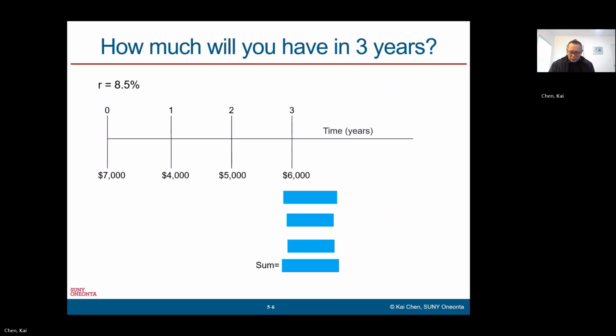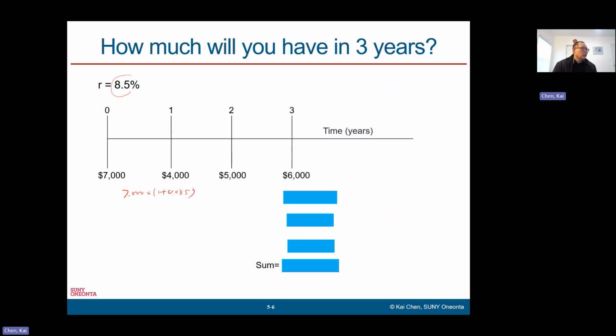So we're going to calculate the future value of each cash flow. First of all, we calculate the future value of $7,000, 3 years from now. So how can we do this? We use the future value formula. That is $7,000 times 1 plus R. What is R? R is 8.5%, so that should be 0.085, raised to the power.